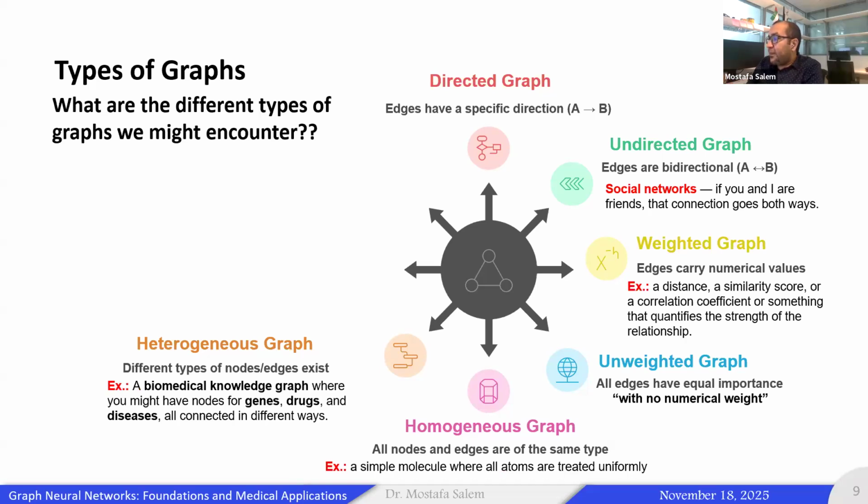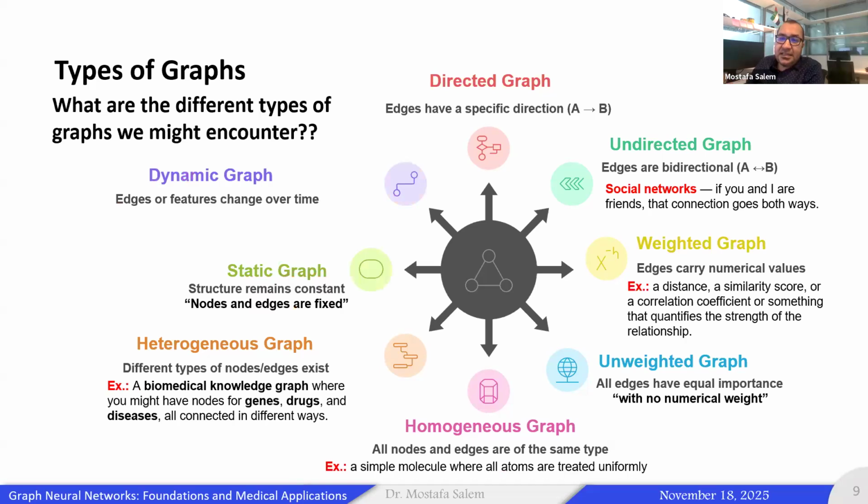Okay. The next division is dynamic and static graph. Static graph means the structure is the same. I have a predefined number of nodes and number of edges. And the other one is the dynamic graph, in which the edges and the features change dynamically. So maybe I can have now 30 edges. Maybe after some time, the number of edges changes, the connections change. So the structure is not fixed in this case, like dynamic graph.